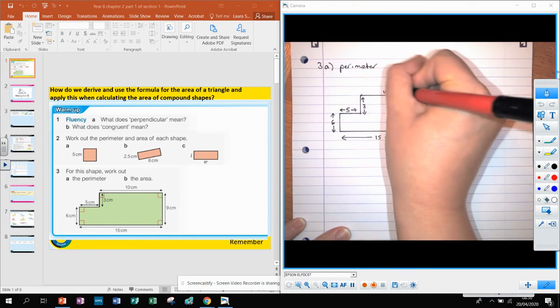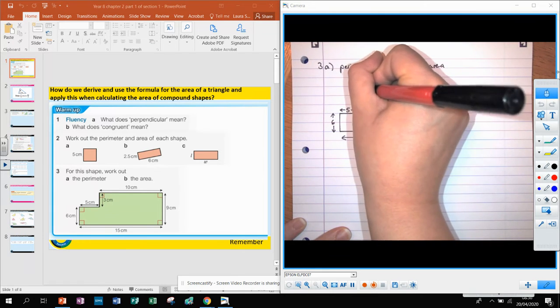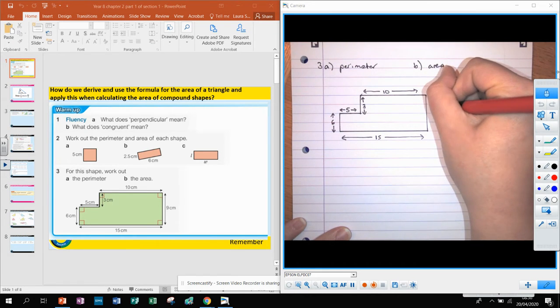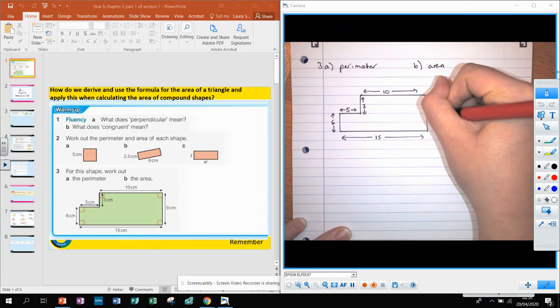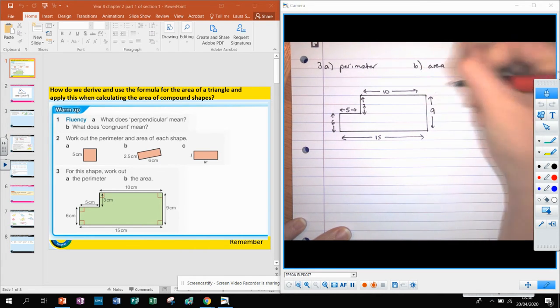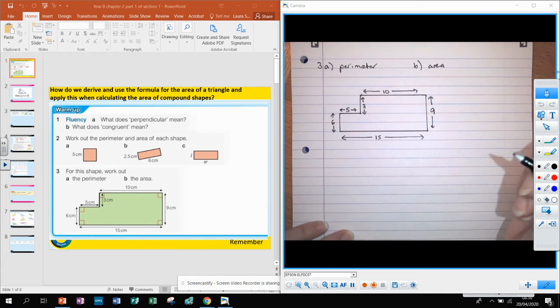And we have 10 up here. Okay, and then here we have 9. Okay, so they've been very nice to us. They've given us all of the sides. Sometimes they don't, and we have to work out some of them, but that's fine. We've got them all here.